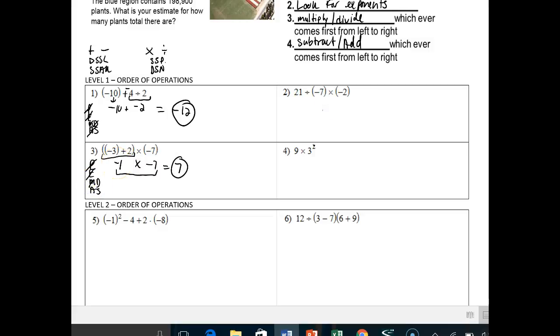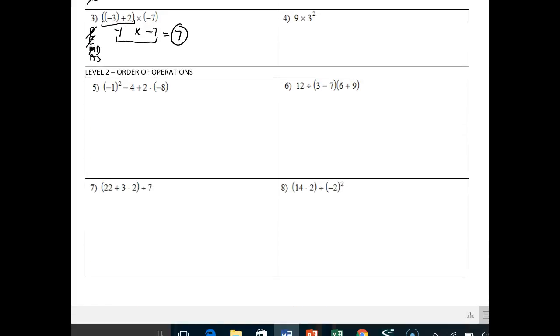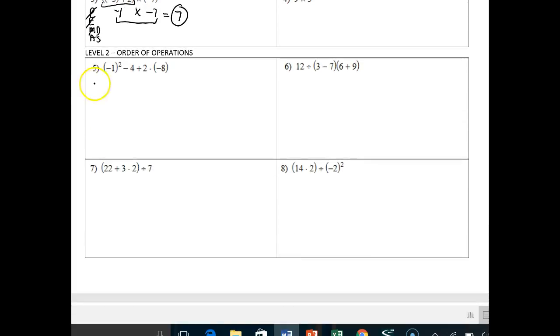2 and 4 you guys will do on your own after the notes video is over with. So number 1, problem 2. Go ahead, write down PEMDAS. All right, so let's start off. Do I have parentheses? No, I don't. Do I have exponents? Yes, I do.